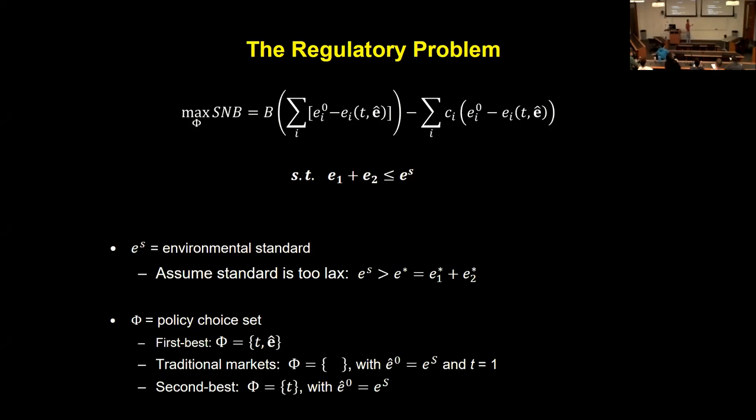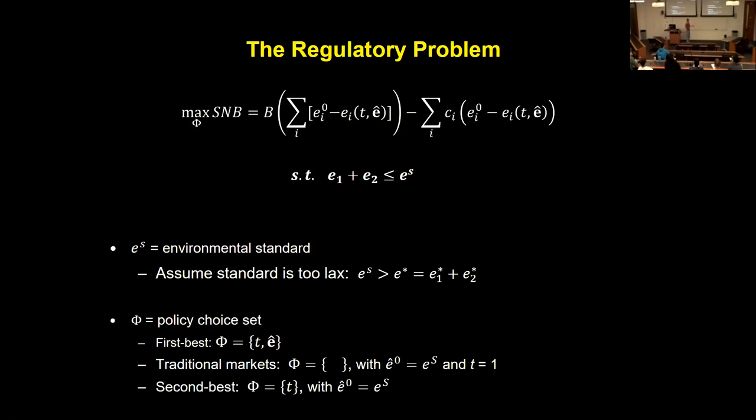This term here, phi, is your policy choice set. In the first best case, we're going to be choosing T and the level. In traditional markets, actually, in this case, there would be no policy choices. We would set T equal to one. It's sort of been preordained that T should equal one. All trading occurs one to one.